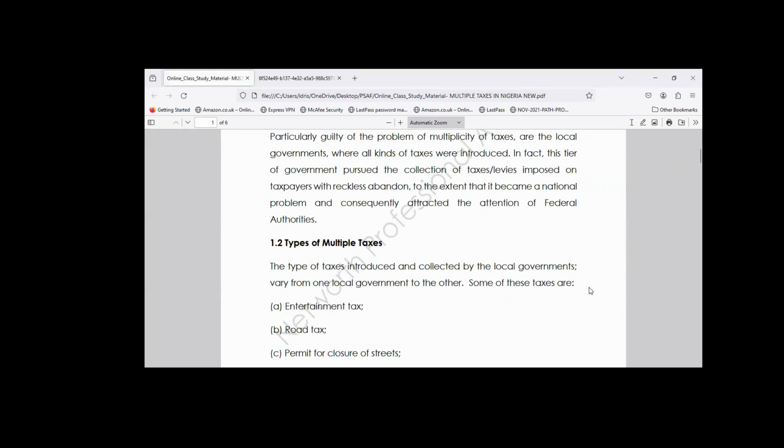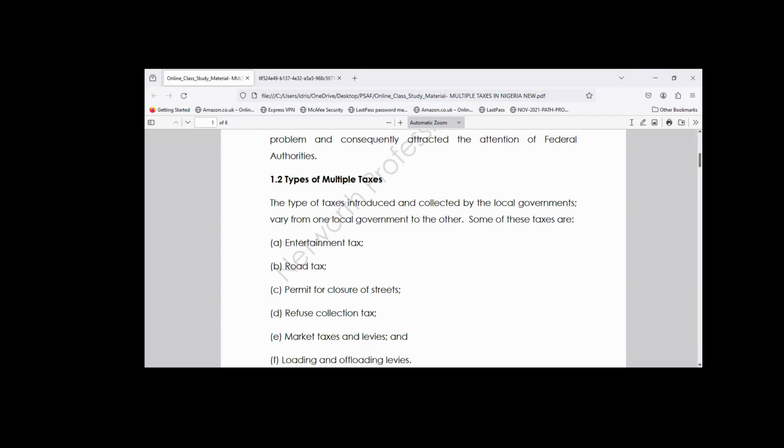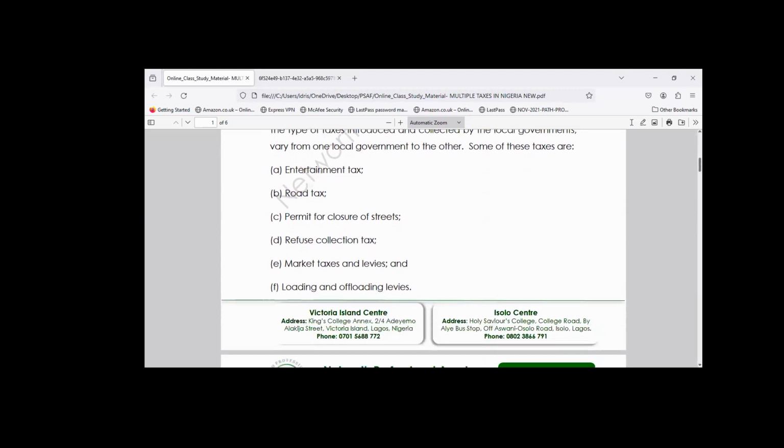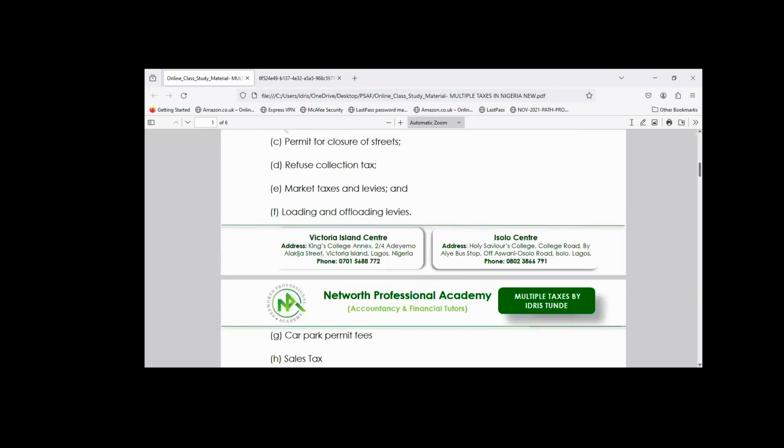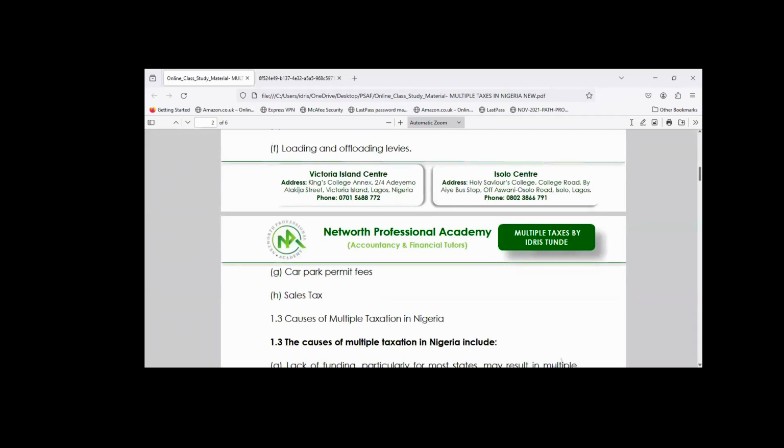Types of multiple taxes. What are the types of multiple taxes that we have in Nigeria? Multiple taxes are mostly common within the local governments. They are the ones that practice multiple taxes most. So we have different types of multiple taxes. Number one, entertainment tax. Number two, road tax. Number three, refuse collection tax. Market taxes and levies. Loading and offloading levies. Sales tax and car park fees. So let me talk on some of the types.